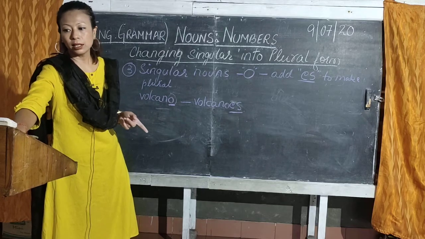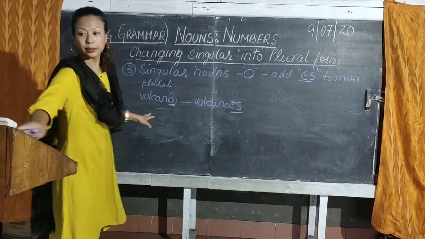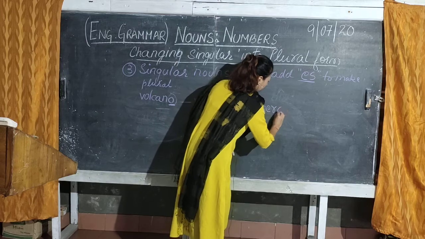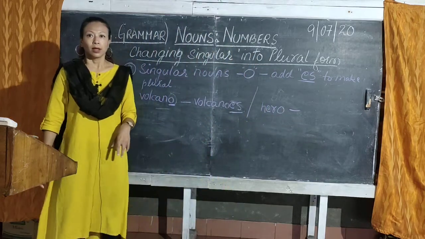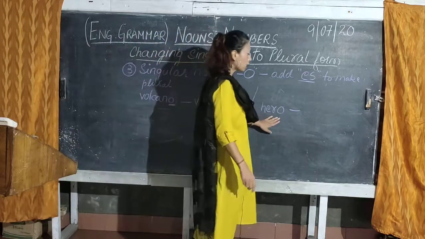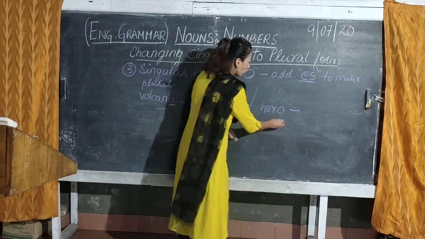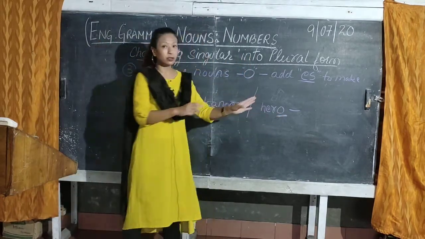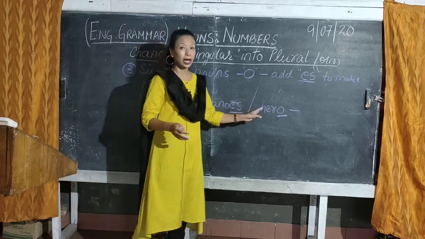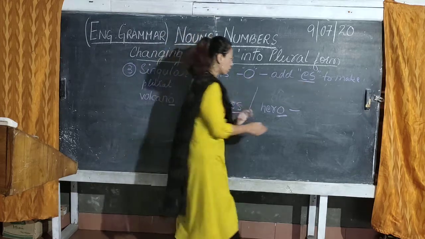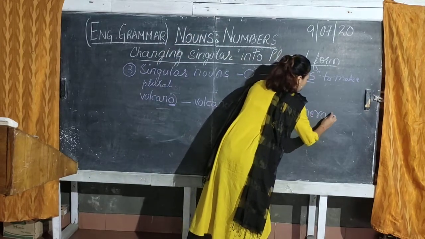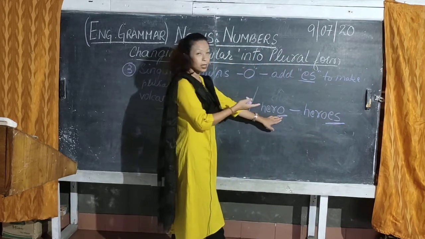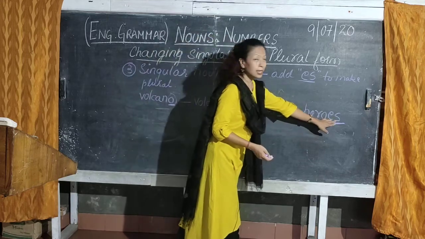Let's go by another example. Hero. Hero. So, what do you see here? O is the only letter we discussed here, right? So, in order to say there are so many heroes, right? You have to add what? ES to it. Heroes. So, if you see here, O, you are not removing, you are not making any changes, but you are just adding ES to it.